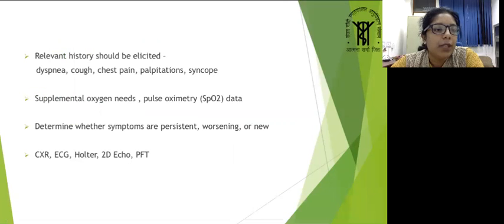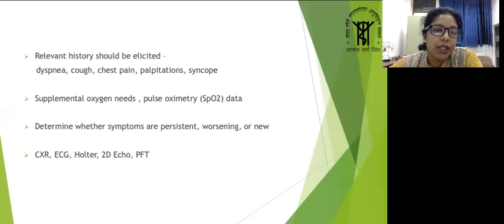So we have to take relevant history in these patients like dyspnea, cough, chest pain, palpitations, and syncope. Supplemental oxygen needs and pulse oximetry data should also be asked for. If the patient's symptoms are persistent, worsening, or new, that may reflect the development of late complications of COVID-19, such as secondary bacterial pneumonia, empyema, pulmonary embolism, or COVID-19 related myocardial injury or inflammation.